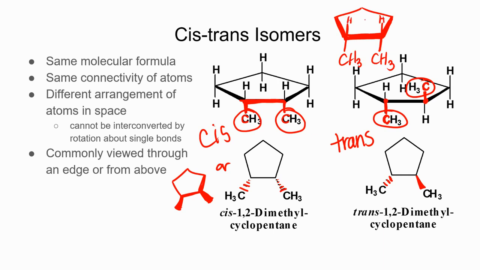So the lines are always straight up and down here. That's really important. If they come off at weird angles, it's really hard to tell if it was supposed to be cis or trans. The only way they get to come out at angles is if you just go ahead and you wedge and you dash them, because then we're going to be certain if you meant cis or trans. So lines straight up and down, or wedges and dashes. Those are really your good choices when you are asked to draw cyclopentane.